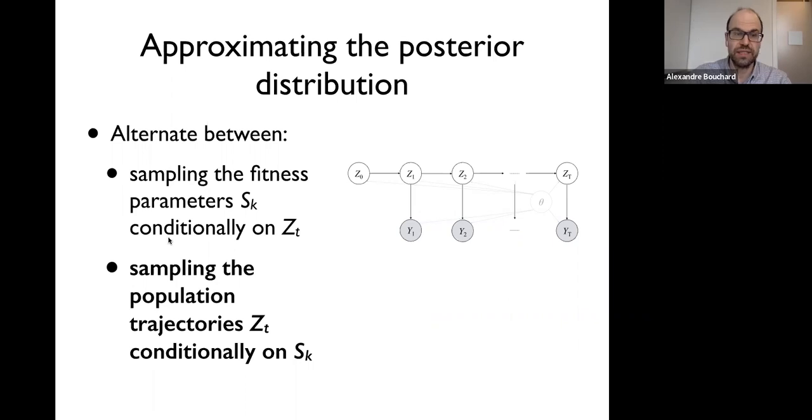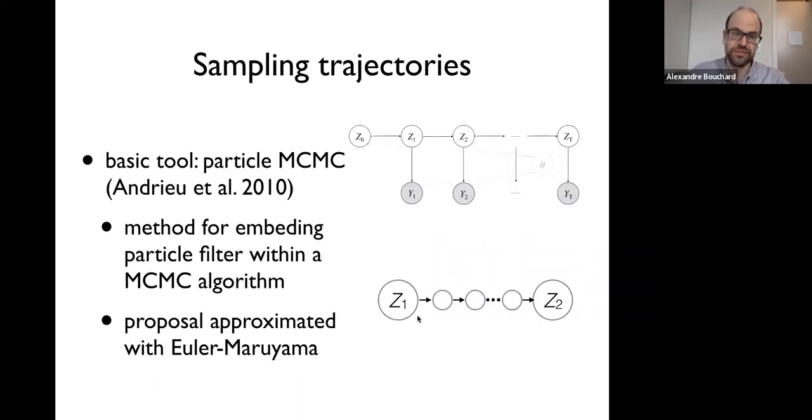This step is fairly straightforward, so I'm not going to spend too much time on it. The difficult part is to sample the population trajectories conditionally on the fitness parameters. That's a more high-dimensional problem, which is why it's more challenging. The basic tool that we used is particle MCMC, particle Markov chain Monte Carlo. It's a method to embed a particle filter within an MCMC algorithm.